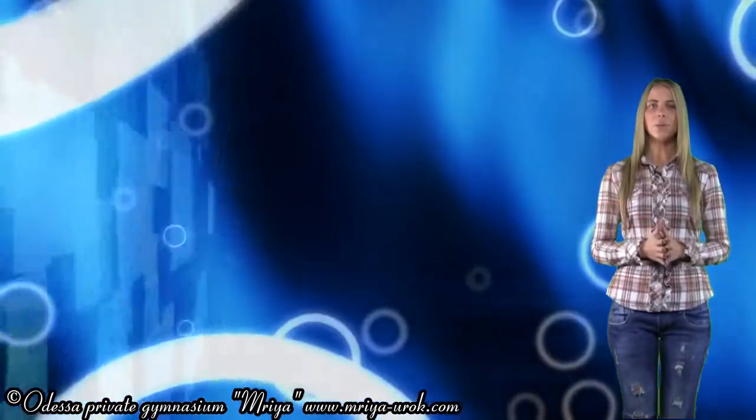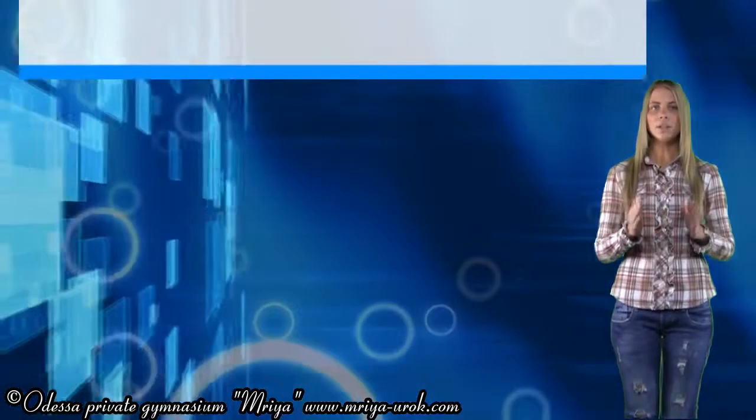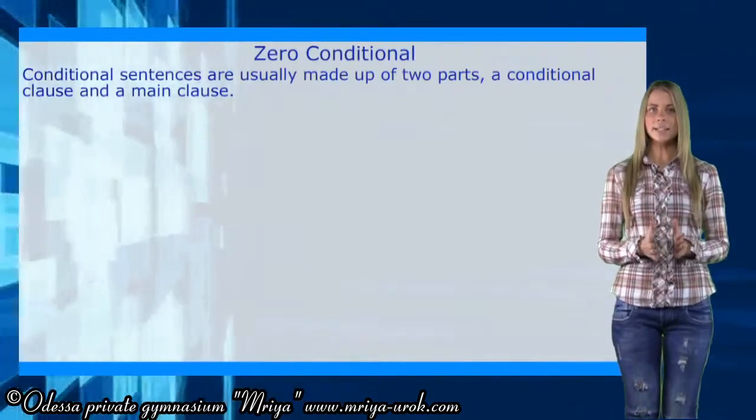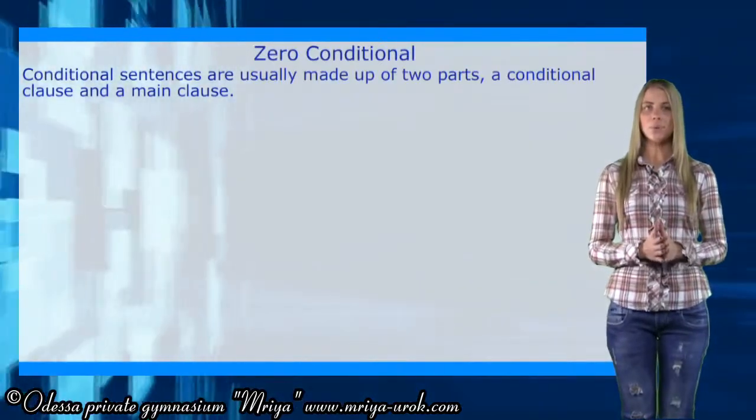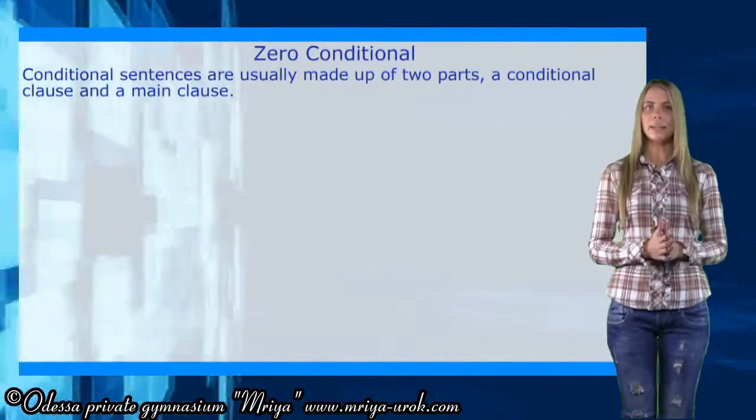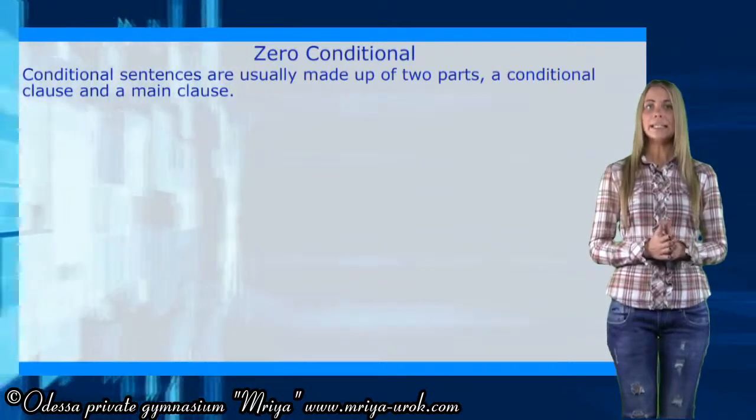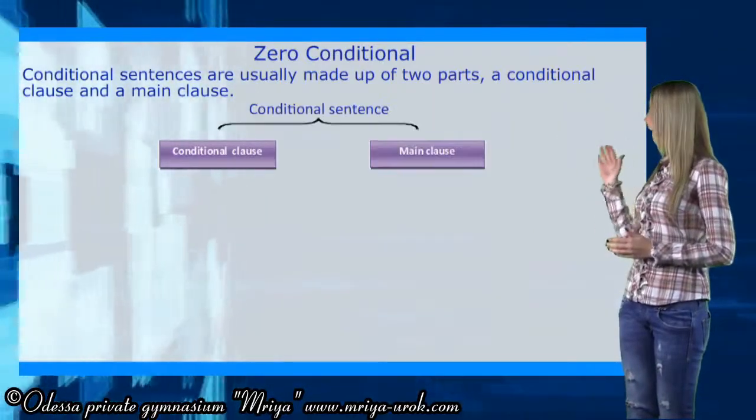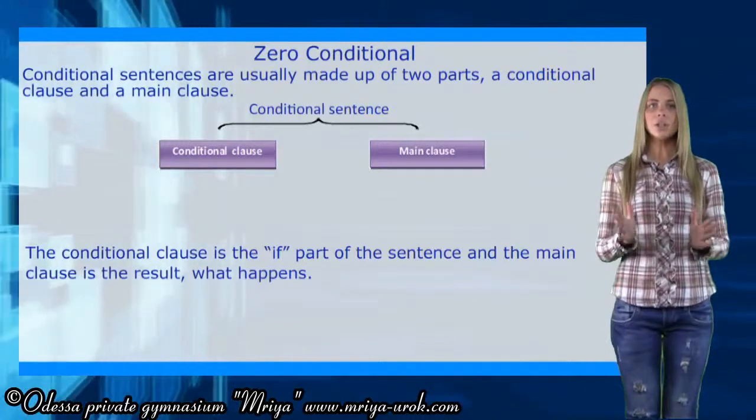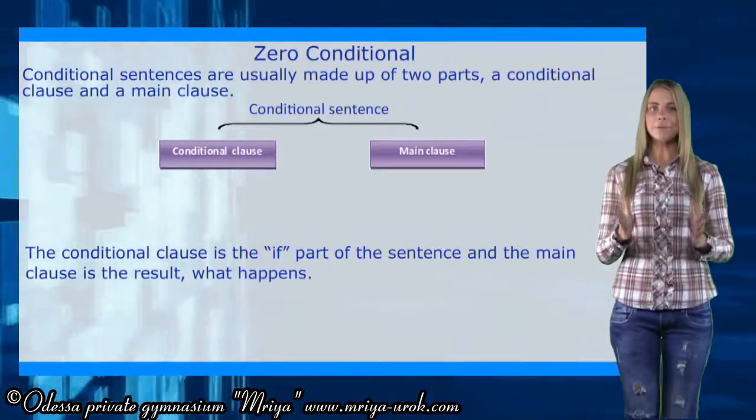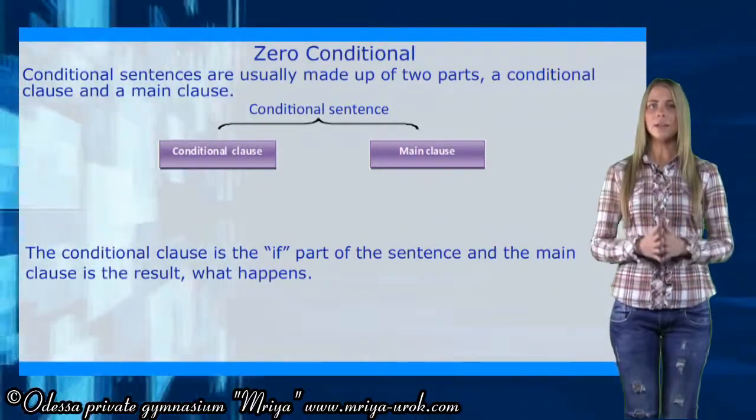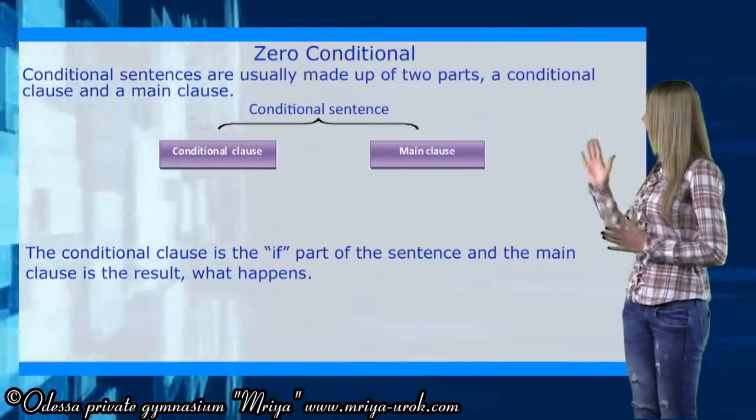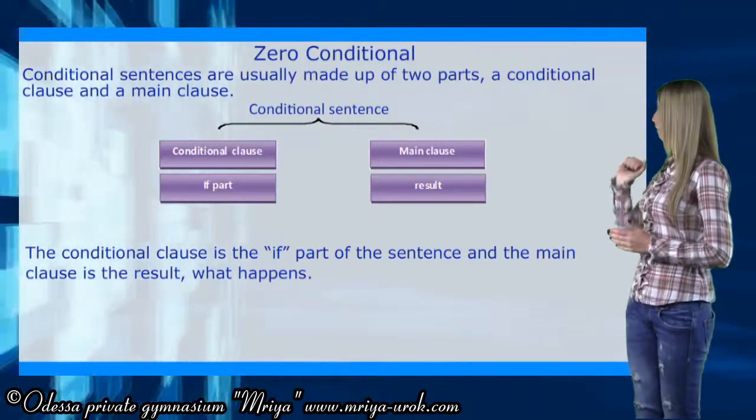But first of all, I want to speak with you about what conditional sentence means. So, a conditional sentence is usually made up of two parts. Look please at the blackboard behind me. It consists of a conditional clause and a main clause. The conditional clause is also called the if part. And the main clause, this is the result, what happens. Look here please, if part and result.